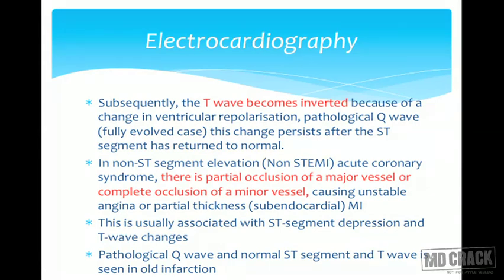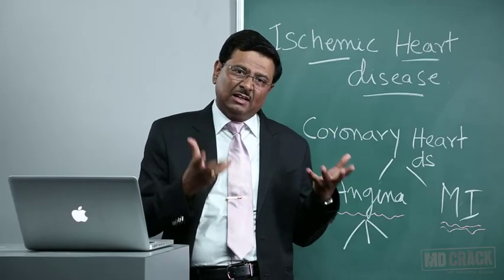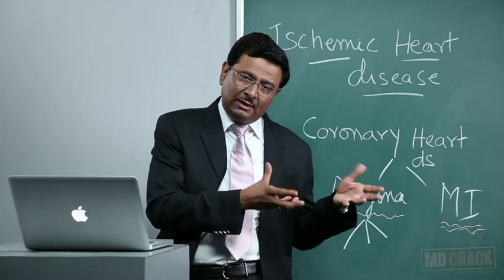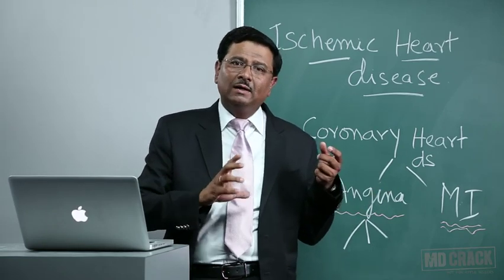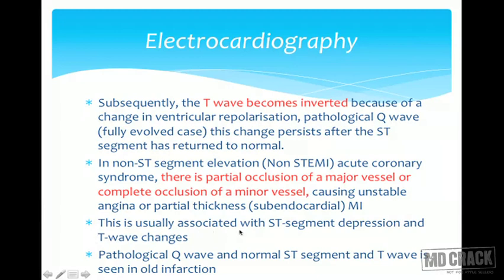In non-ST segment elevation, that is known as non-STEMI acute coronary syndrome, there is a partial occlusion of a major vessel, whereas in STEMI there is complete occlusion. In non-ST segment elevation, there is partial occlusion of a major vessel or complete occlusion of a minor vessel, causing unstable angina or partial thickness or subendocardial myocardial infarction. So I hope by this time you have understood what is transmural or full thickness or STEMI, or subendocardial or non-STEMI. This is usually associated with ST segment depression and T wave changes.